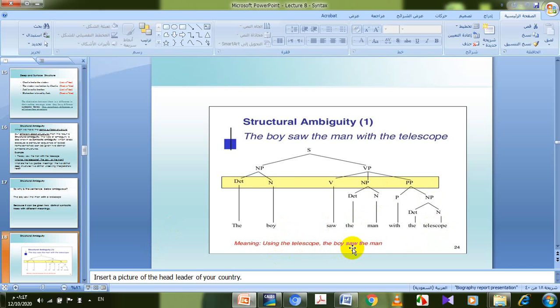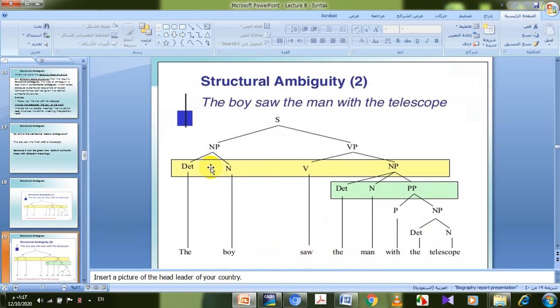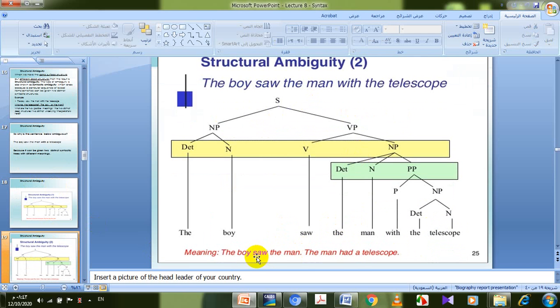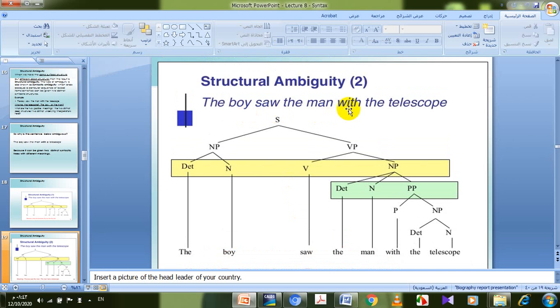Using the telescope, the boy saw the man. The boy saw the man. Okay, the next one. The boy saw the man with a telescope. Here it means the boy saw the man who had a telescope.